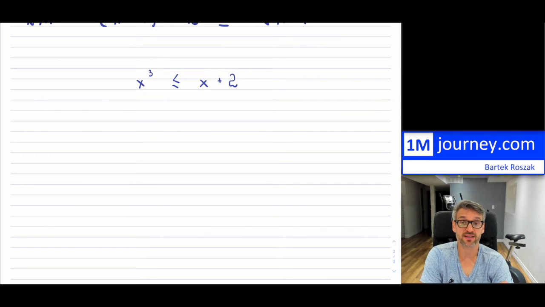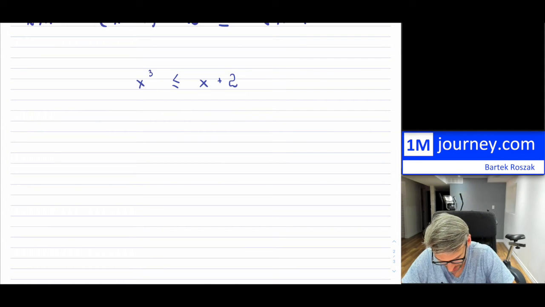And then on the right-hand side, it's x plus 2, which is actually linear. It's an expression which is linear. It's kind of a line. So once we have this, how would you try to approach this? I guess you can say, okay, well, let me try. I would have x cubed.